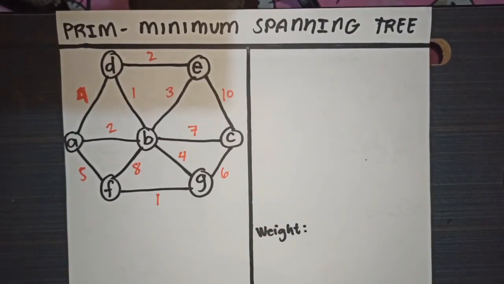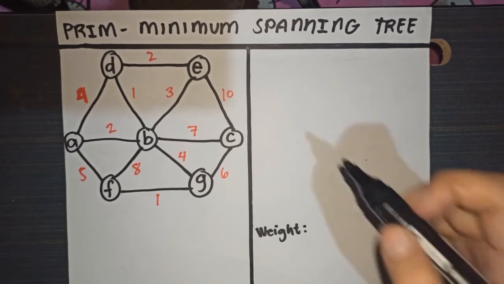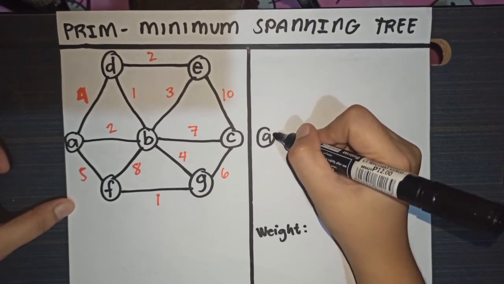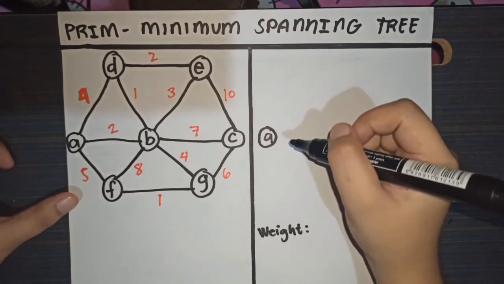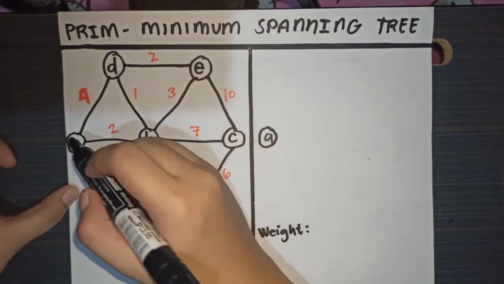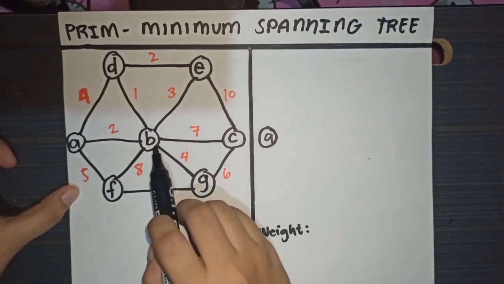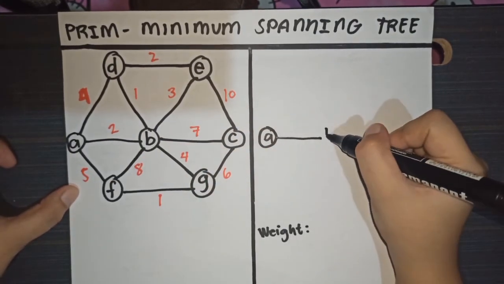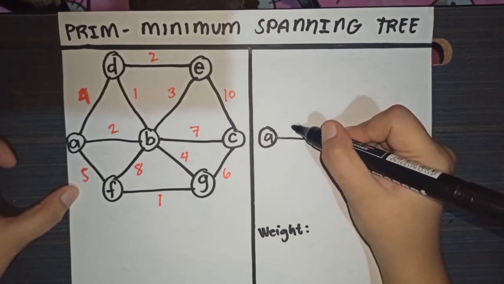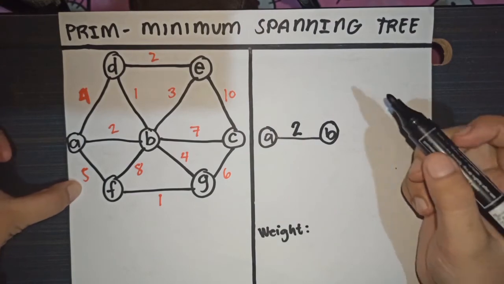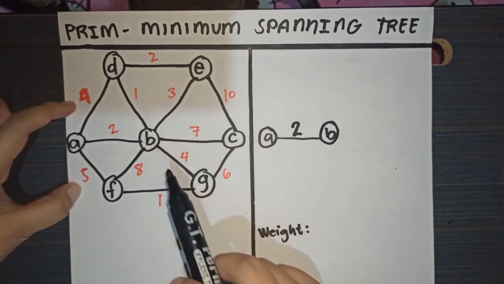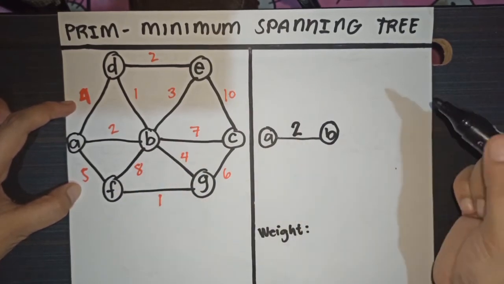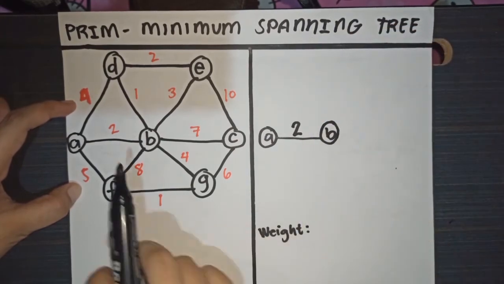Now we have Prim's minimum spanning tree. First step is to choose an arbitrary start vertex. I will choose A. The next step is to keep including connected edges. We have edges A to D, A to B, and A to F. So, the edge of A to B is smaller, so we use that. Next, we have the edges B to D, B to E, B to C, and B to G. Also, B to F. So, we are going to choose the edge B to D.